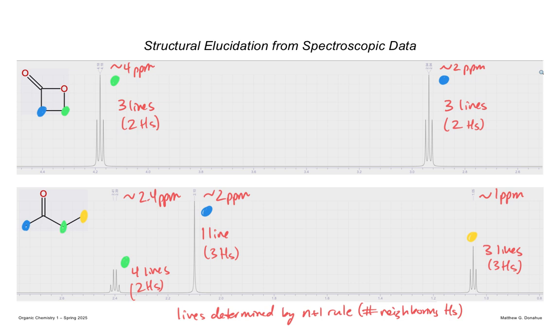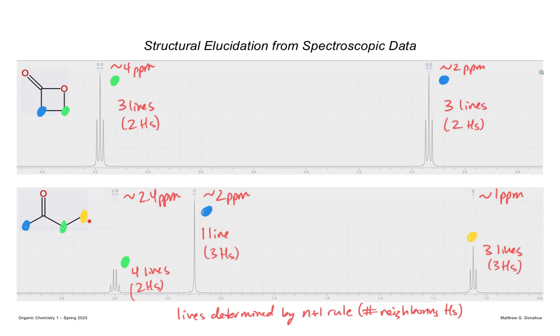The green dot has 2 neighbors. The one to the left is carbonyl, that's no hydrogens. The one to the right is a methyl group, that's 3. 3 plus 1 is 4. So 1, 2, 3, 4. That's 4 lines.